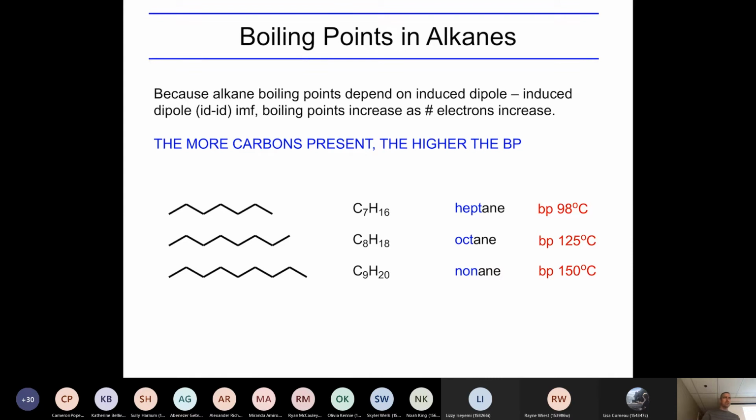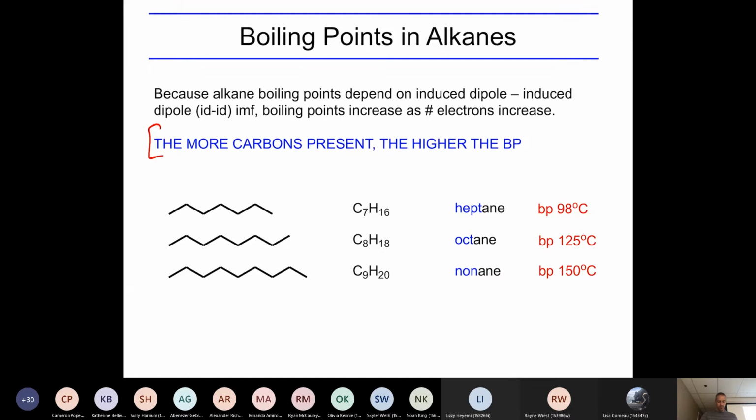So it follows then, I guess, if you have more electrons, you're going to have more dispersion. Yes? We're going to get to that in just a minute. And the answer is no. Isomers will have different ones. So generally speaking, if you add more carbons, the boiling point goes up.